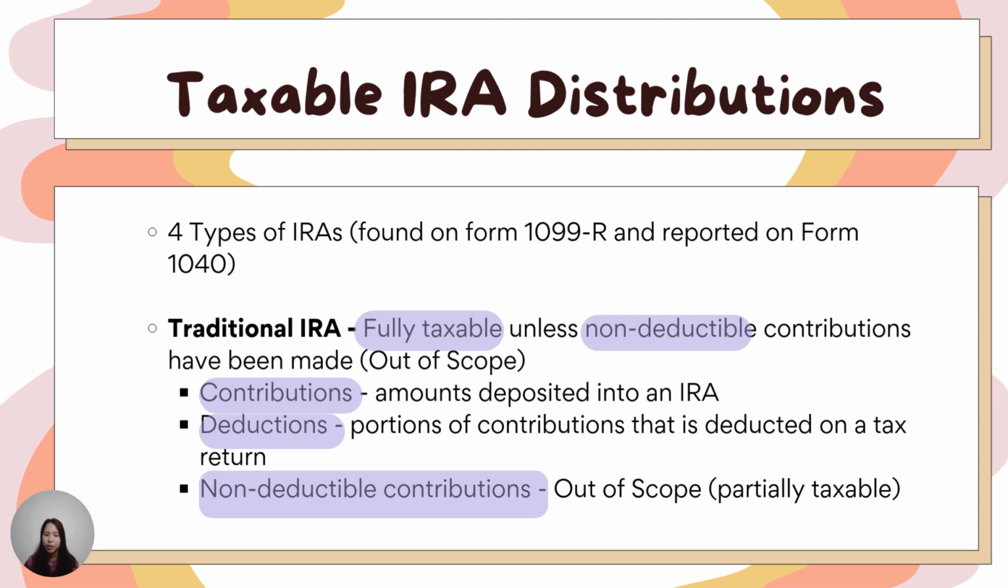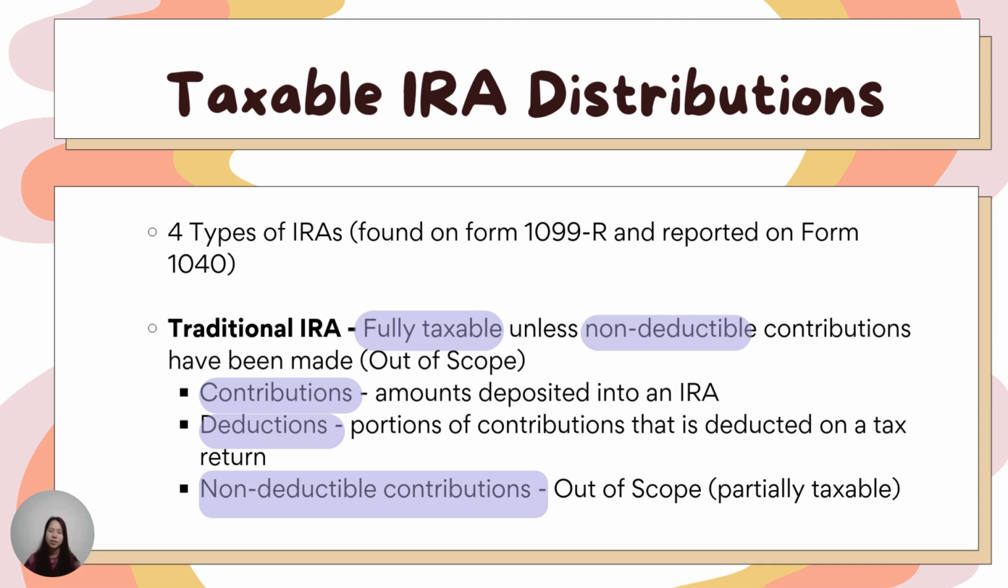The first type we're going to be going over is IRA distributions, individual retirement account distributions. There are 4 types of individual retirement account distributions. These include the traditional IRA, which is fully taxable unless non-deductible contributions have been made. Non-deductible contributions are out of scope.